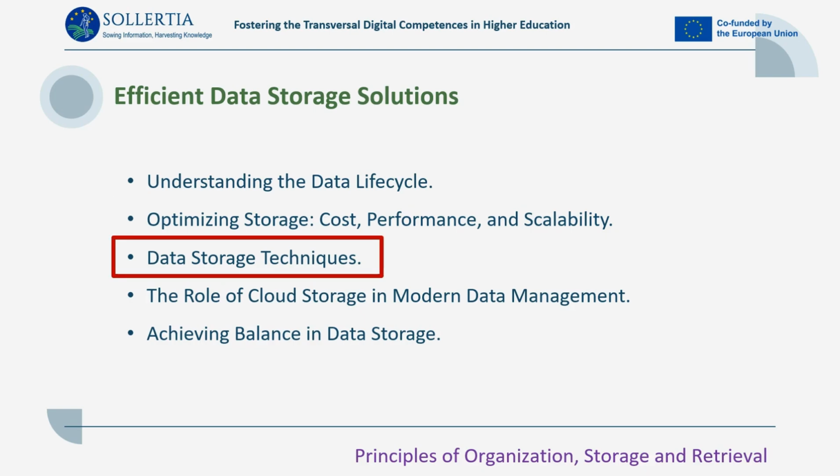Data deduplication eliminates redundant copies of data, reducing storage requirements and costs. Tiered storage implements different storage types, for example, high-speed SSDs for frequently accessed data and cheaper options for archival storage, based on the data's access frequency and importance. Cloud storage offers scalable and flexible solutions for storing data, providing access from anywhere while managing infrastructure costs effectively.